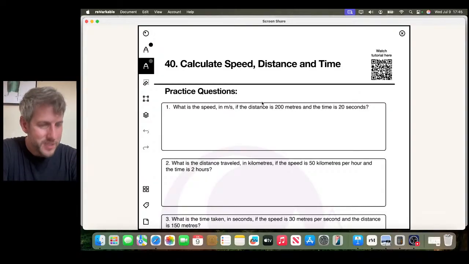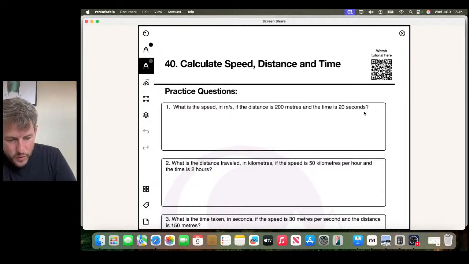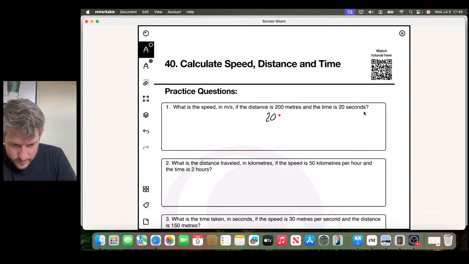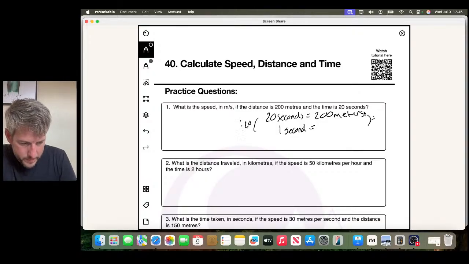Sorry about that. So here we've got speed, distance, time. What is the speed in meters per second if the distance is 200 meters and the time is 20 seconds? So if we've got 20 seconds equals 200 meters. Meters per second means how many meters you're traveling when you go 1 second. So we've got to divide both by 20. So that would be 10 meters. So in every second you're doing 10 meters, so the speed is 10 meters per second.